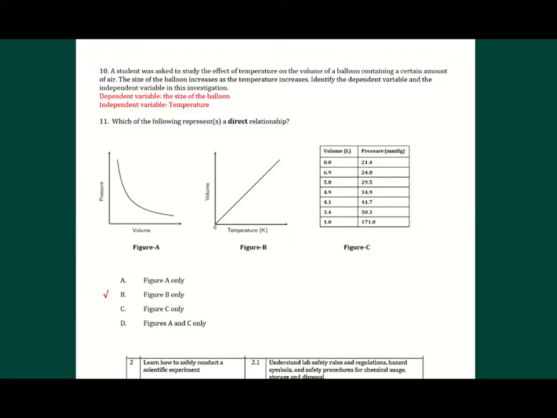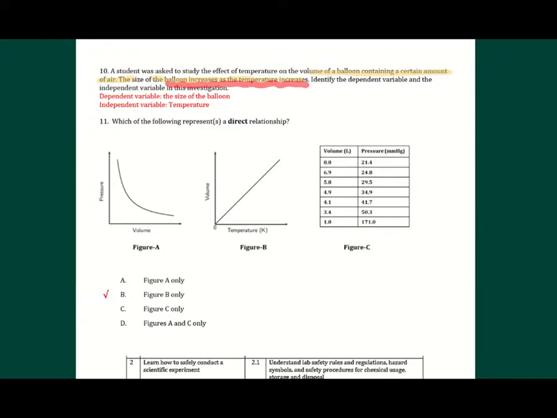Girls, look at this question. A student was asked to study the effect of temperature on the volume of a balloon containing a certain amount of air. The size of the balloon increases as the temperature increases. So he's giving very valuable information by saying that the balloon increases as the temperature increases.